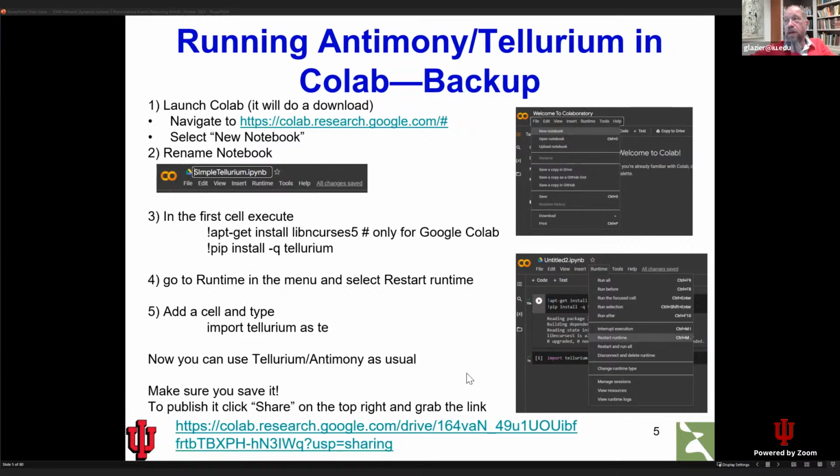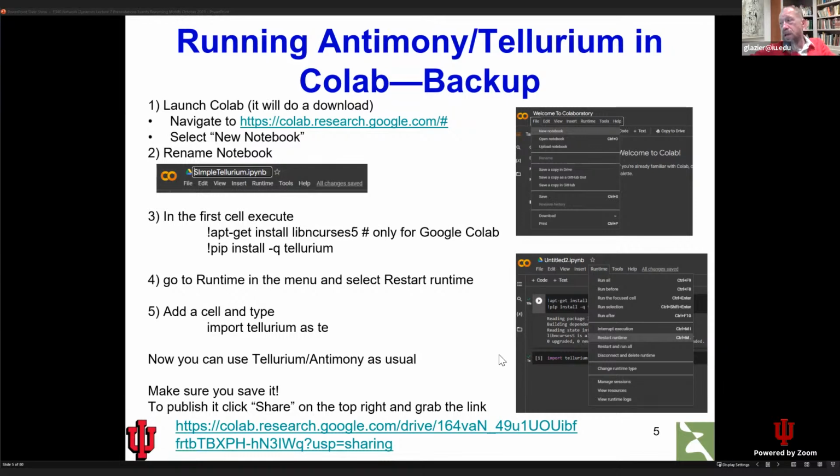And the one annoyance factor here is that when you run this notebook, the first time you run it, it will crash. And you will then have to go under runtime and do a restart runtime and do it a second time.